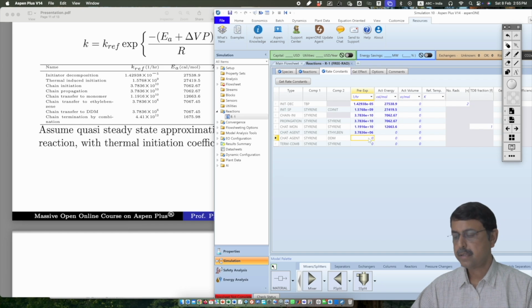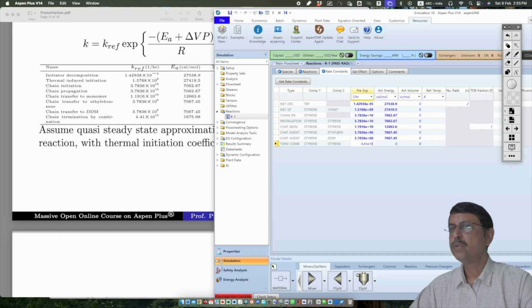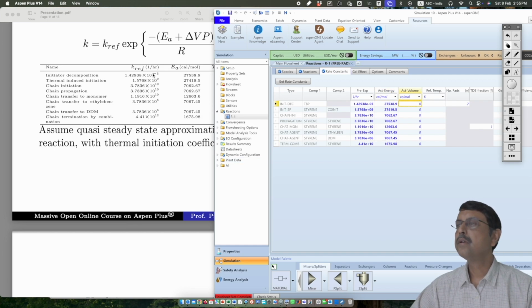Same with the other agent. Here 7067.45. Copy and paste. This one is 4.41, 10 to the power 10. And this is 1675.98. So all this information we have entered.